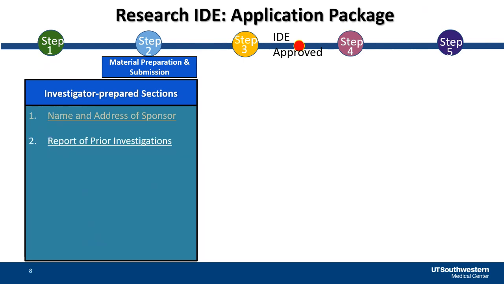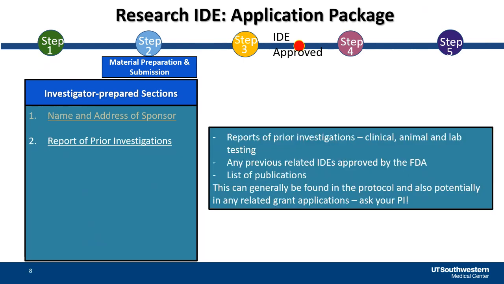Report of prior investigations. So this is clinical, animal, lab studies. These could be for approved but related indications if your device is approved for uses other than what you're proposing, or these could be for experimental or investigational uses of the device. We also suggest that you include previous related IDEs which have been approved by the FDA. The FDA likes to see examples of when the device is being used and if it's been approved by them for other investigations. This allows them to assess the risk and safety of the device related to your study, and then also any publications related to your device.